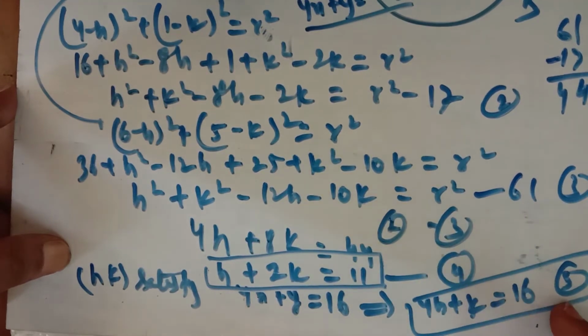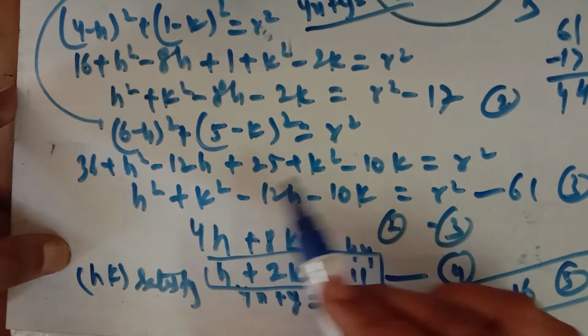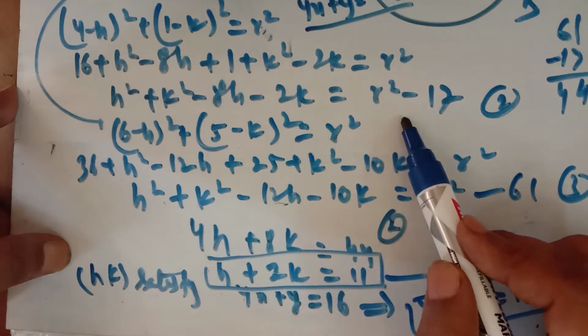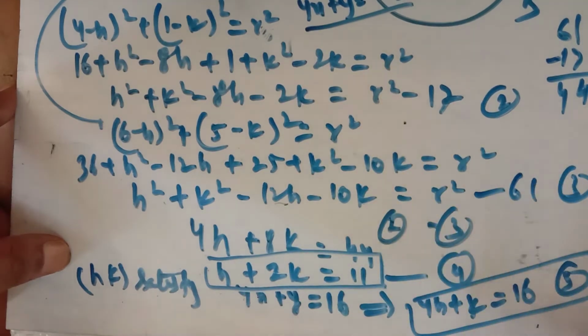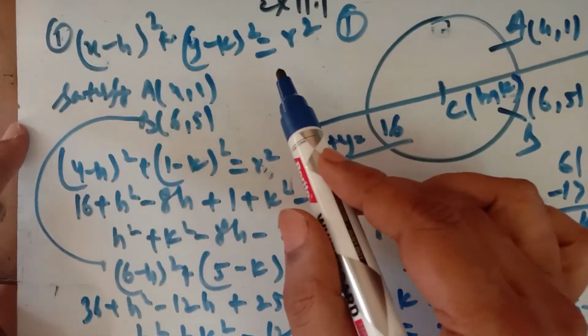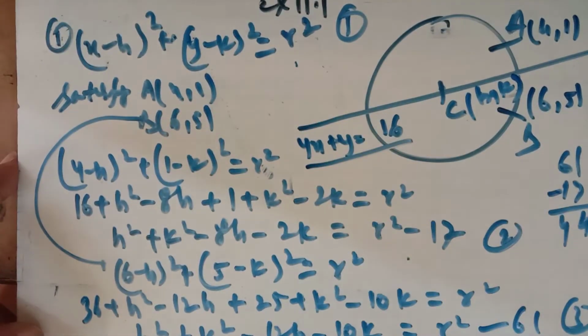Find the values of h and k. That is the center of the circle. When you put the values of h and k in either equation number 3 or equation number 2, you'll get the radius of the circle. And when you put the values of h and k in the original equation of the circle, you'll get the equation of the circle. By solving it, you get the equation of the circle in question number 10.